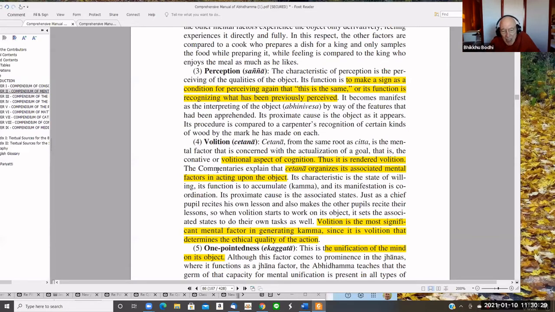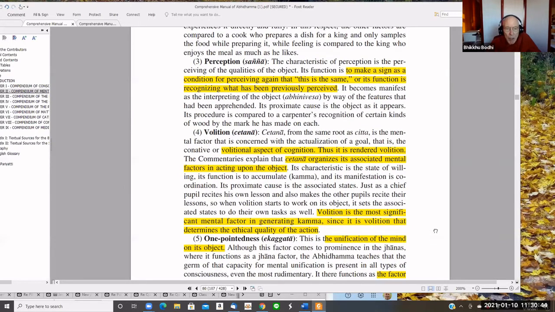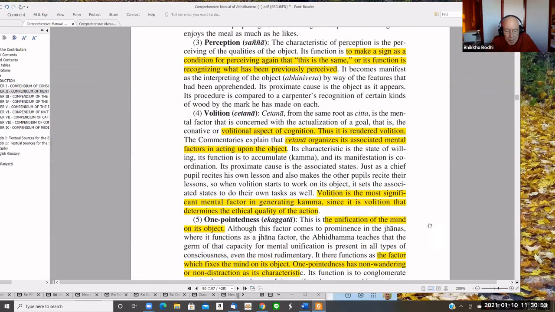But maybe the answer lies in the way the commentaries explain that cetana has the function of organizing the other mental factors in acting upon the object. So this is volition, which again, we can call the volitional or the intentional aspect of any citta.